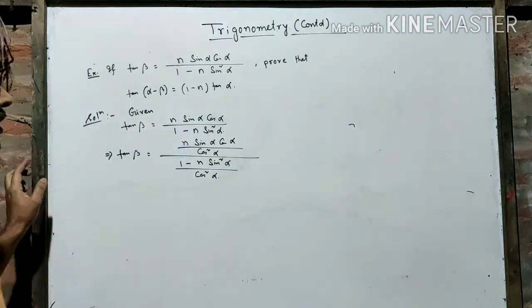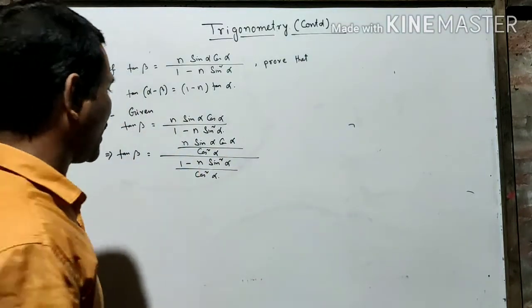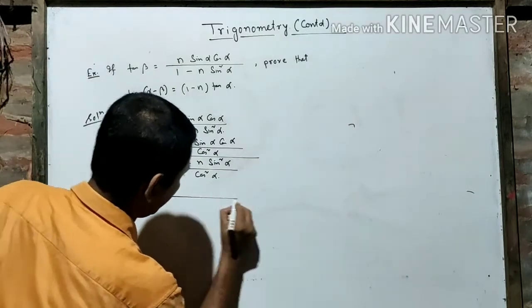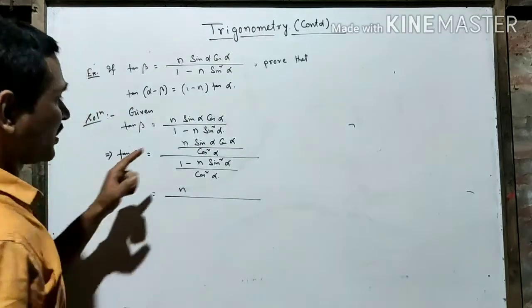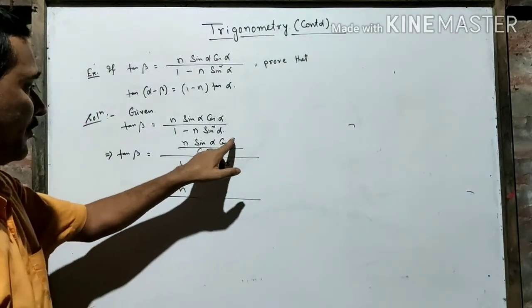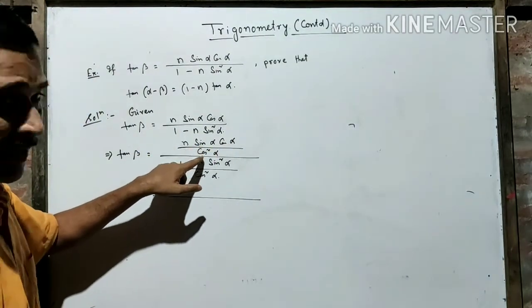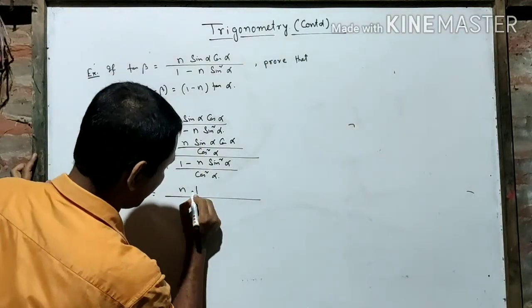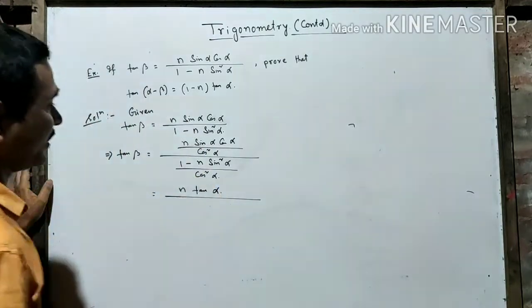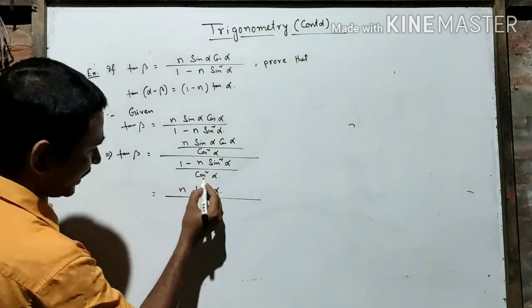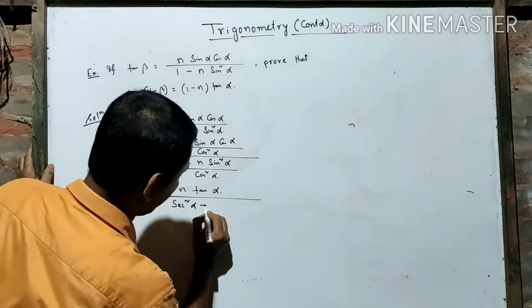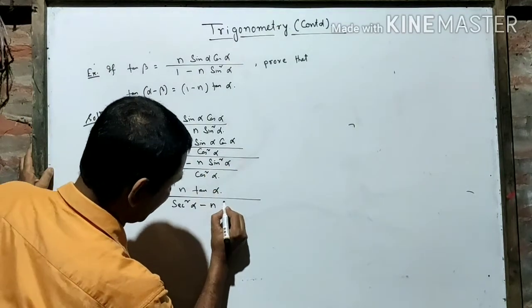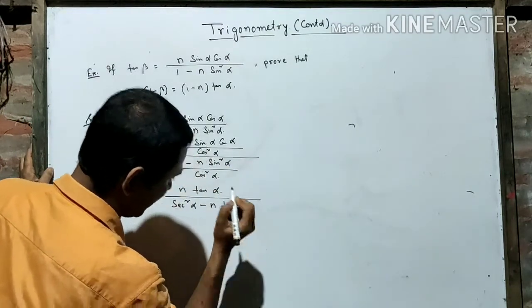Divided by cos square alpha. Here we divide with cos square alpha. So in the numerator, n sin alpha cos alpha by cos square alpha: one cos alpha will be cancelled, and sin alpha by cos alpha is tan alpha. So in the numerator we will get n tan alpha. In the denominator, 1 by cos square alpha is sec square alpha, minus n sin square alpha by cos square alpha is n tan square alpha.